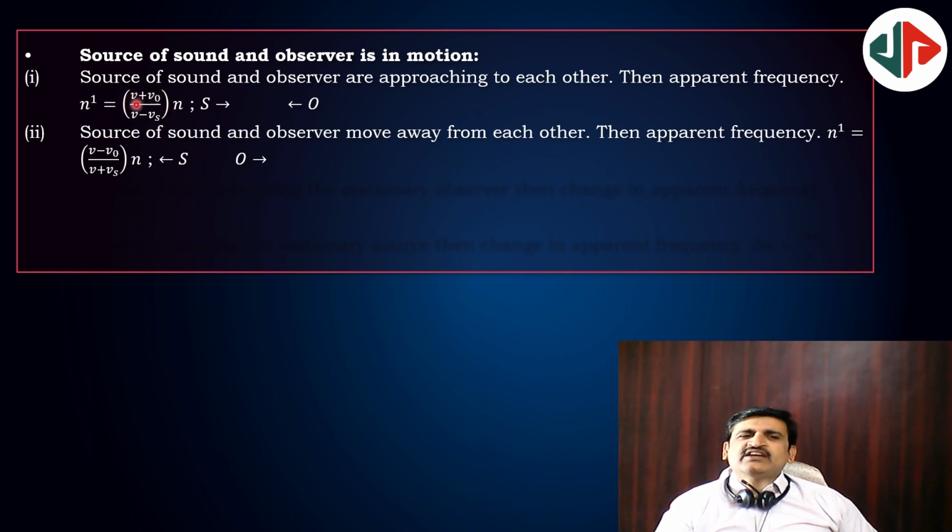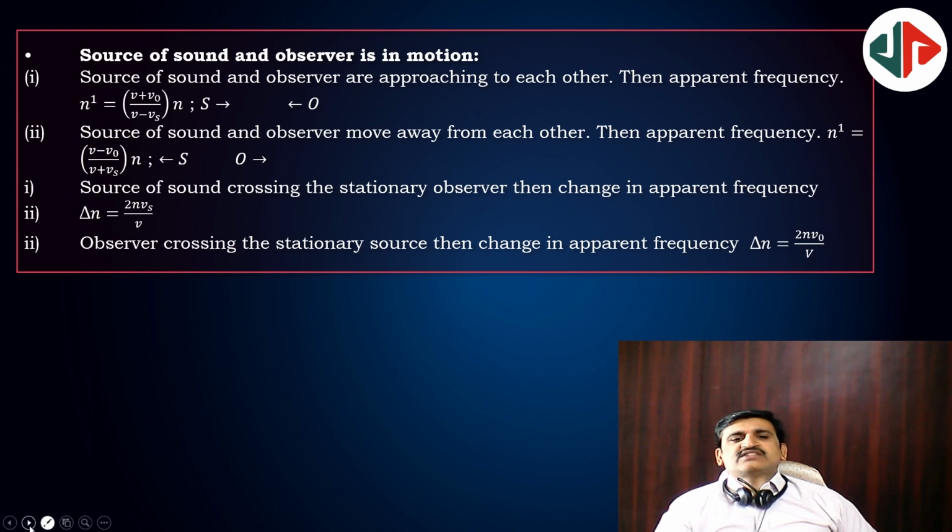V stands for velocity of sound. V naught stands for velocity of observer. Vs stands for velocity of source. N is the natural frequency, the original frequency of the source. N dash is the apparent frequency received by the observer. All the cases will come with that.